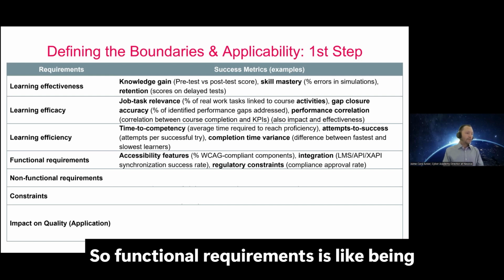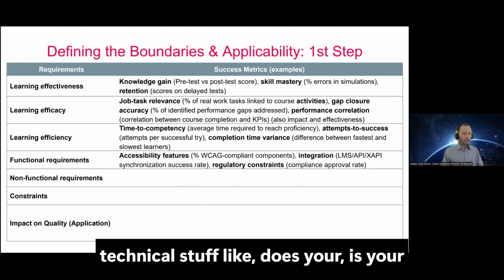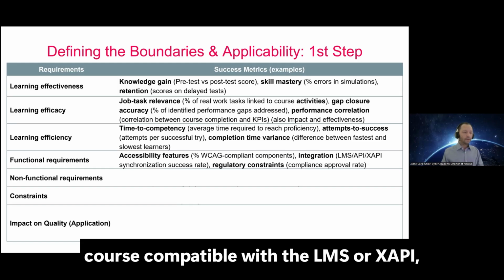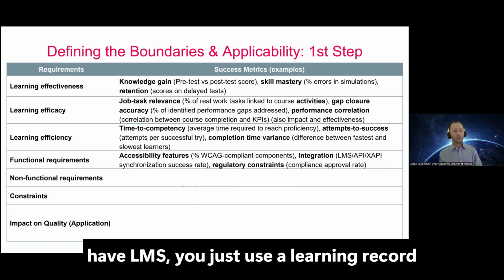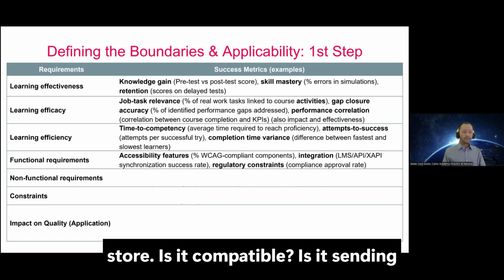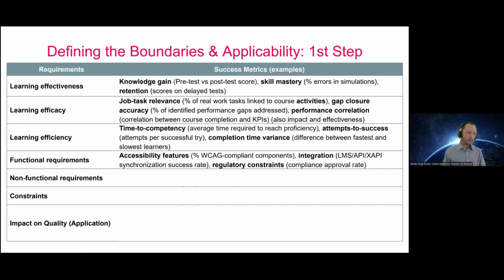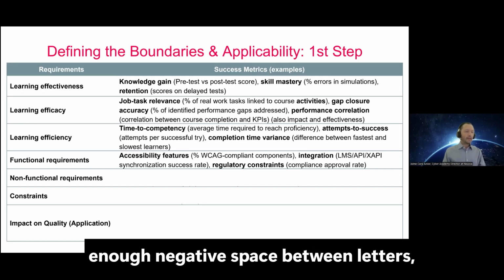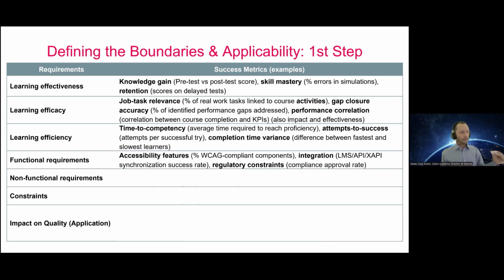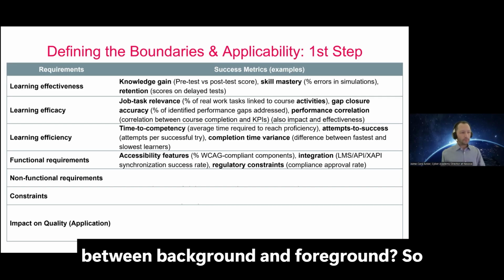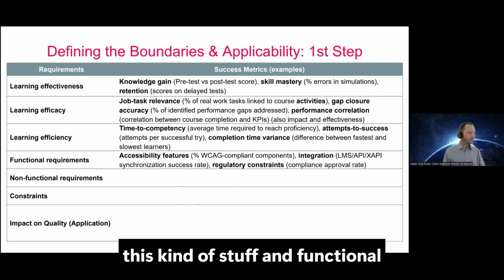So functional requirements is like being accessible. So for the most part, it's technical stuff. Like, is your course compatible with the LMS or xAPI, whatever language you're using in your LMS, or if you're putting your course in websites and then you don't have an LMS, you just use a learning record store. Is it compatible? Is it sending the right prompts? Is it sending the data in an integral way? Is your course accessible? Does it have enough negative space between letters, between lines? Do you have enough luminous contrast between background and foreground? So this kind of stuff.